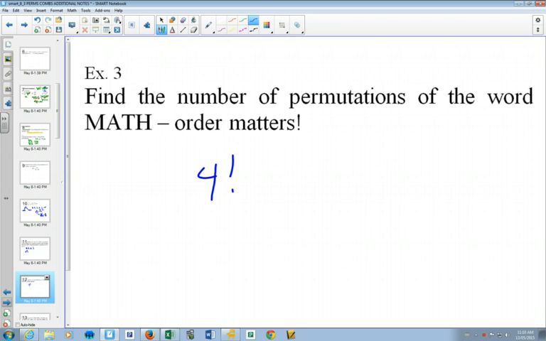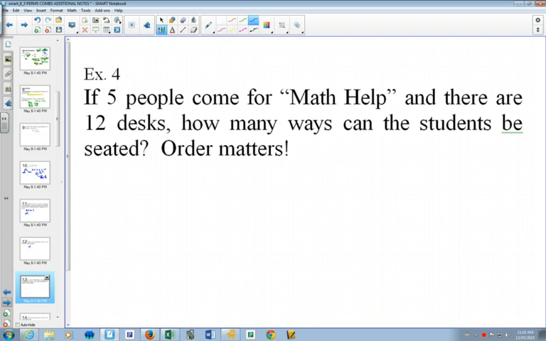So these first couple of examples have been relatively straightforward. Sometimes things get more complicated, with an example like this. 5 people come in for math help and there's 12 desks available. How many ways can the students be seated? The reason this one is harder mentally for a lot of people is because you're so used to sitting in desks that you want to put your spaces as 12 of them, because there's 12 places you can sit. And we put numbers into spaces, so it sort of feels that way.